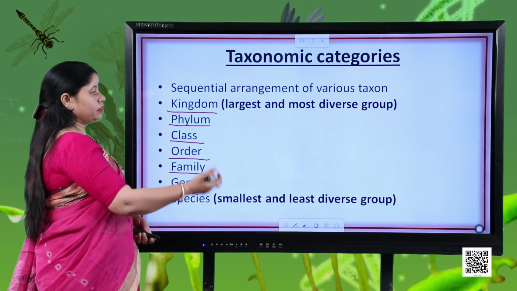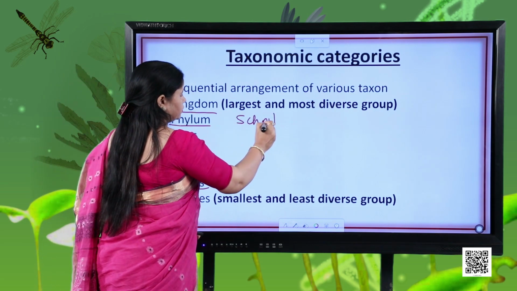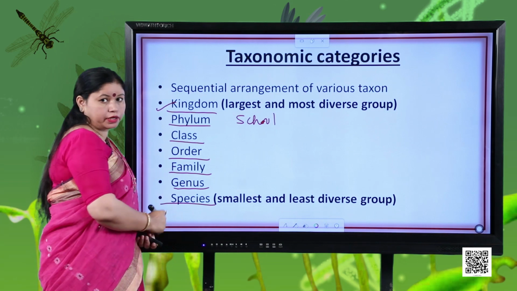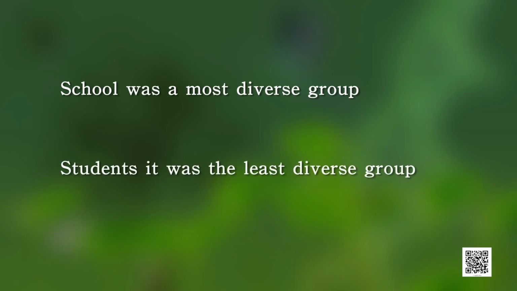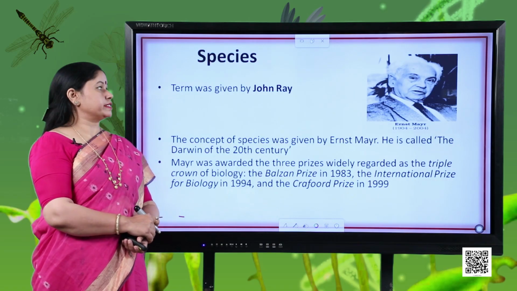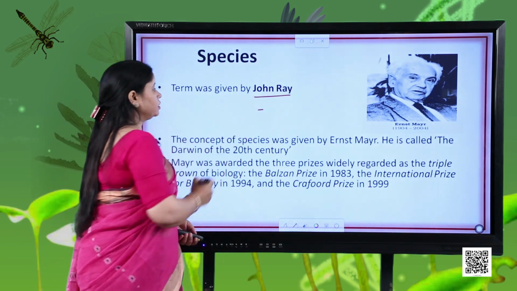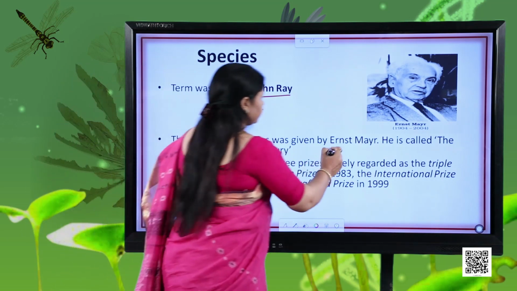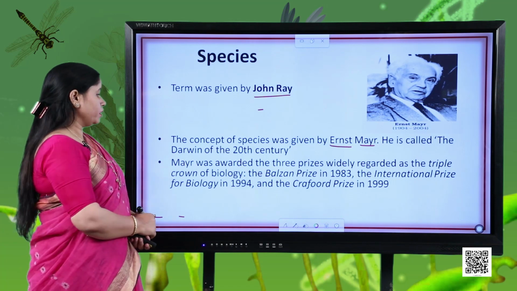You can compare kingdom with your school in the example I had given, and species you can compare with the students of a particular section, and you will understand the school was the most diverse group, and if you look at the students, they were the least diverse group. Let us understand the concept of species first. The term was given by John Ray and the concept was given by Ernst Mayr. He is also called the Darwin of the 20th century.